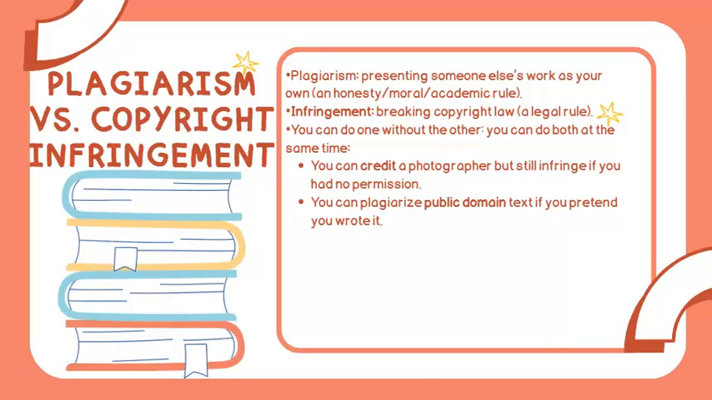Often you can do both of these things at the same time, but you could also do one without doing the other. For example, if you credit a photographer, but you haven't gotten permission to use the photo, and he or she requires permission, you're still infringing. Or you can use something from the public domain that's perfectly safe to use, but you didn't credit it, and that would be plagiarism. Or any kind of mix of those things. They do go hand in hand a lot, though.